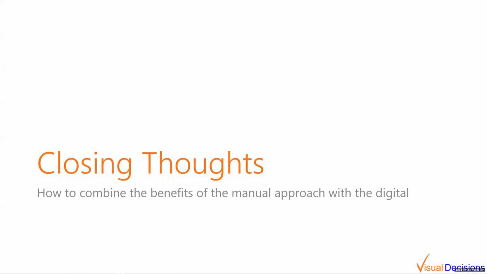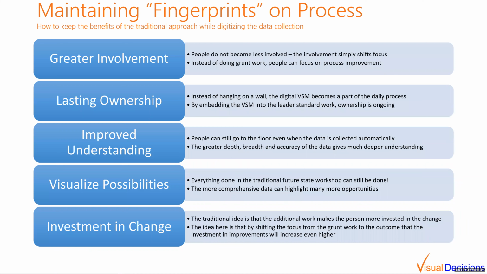So from a closing thought perspective, how do we maintain the fingerprints on the process? I don't want to go too much into detail here because I only have a couple minutes left, and I do have a question in the Q&A, but there's a great book, David Mann's book, Creating a Lean Culture, that's relevant here. He talks about maintaining people's fingerprints on the data as being critical to the success of visual controls, and it applies to value stream mapping as well.